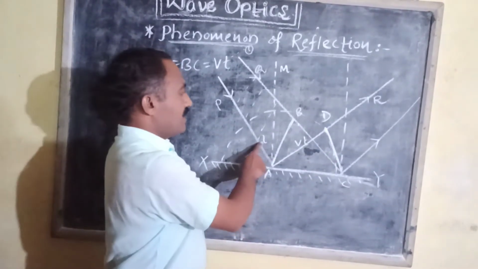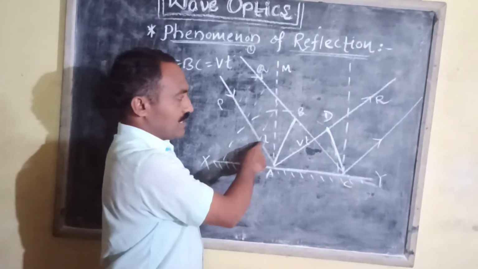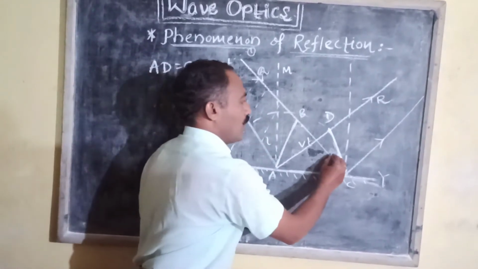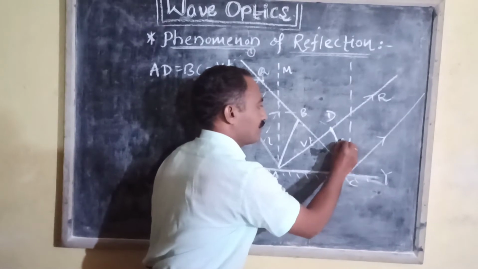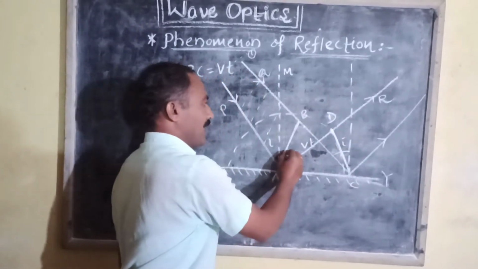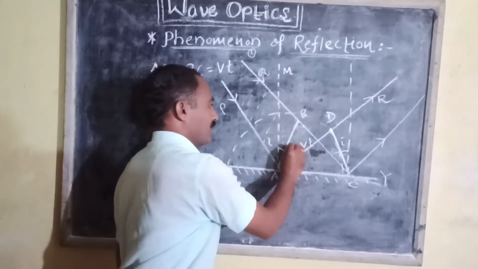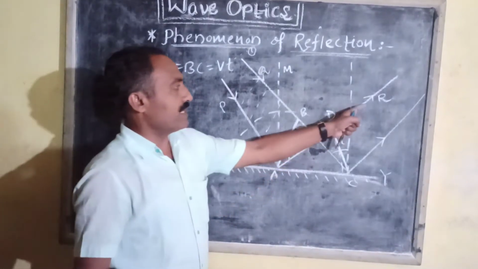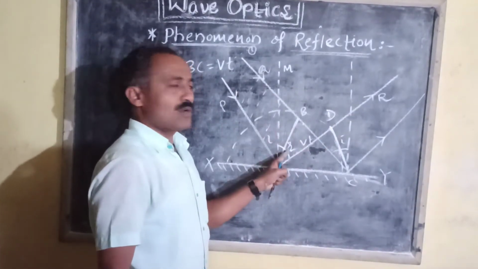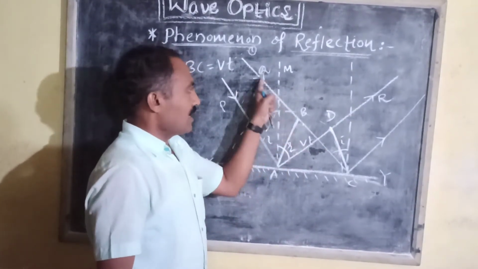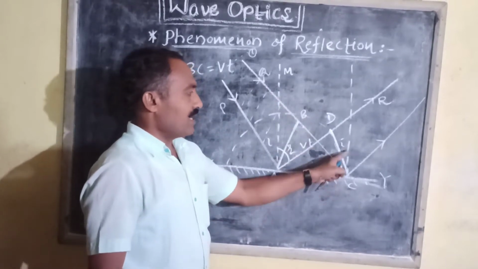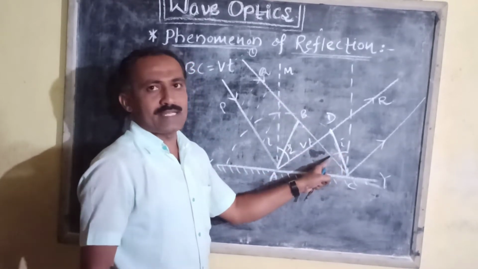Now this is the angle of incidence I, and this is the angle of reflection R. The angle made by the reflected ray with the normal is called the angle of reflection. This is the incident ray, therefore this is the angle of incidence.